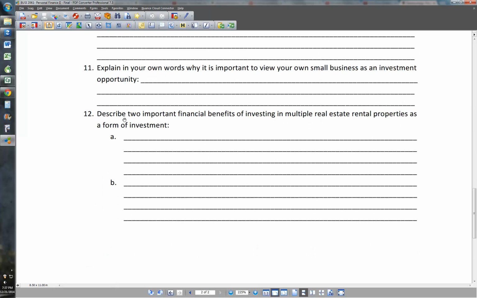All right, number 12. This is a shorter final, but if you'll notice, I gave you a larger proportion of these that I expect you to go back in on your own and put these into your own words. Right? Number 12. Describe 2 important financial benefits of investing in multiple real estate rental properties as a form of investment. So I want you to go back in, look at that.